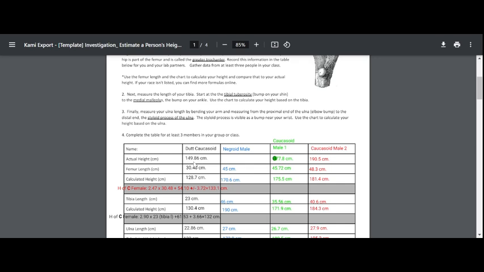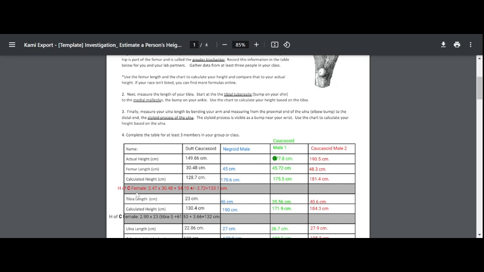So my actual height in centimeters is 149.86 centimeters, okay? My femur length is 30.48 centimeters, and my calculated height when I use the equation is 128.7 centimeters.